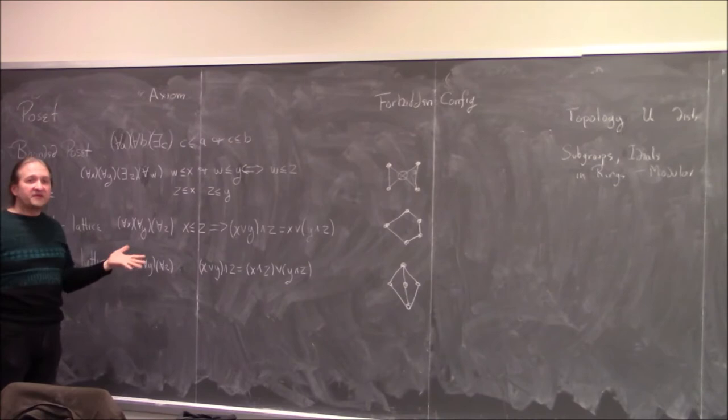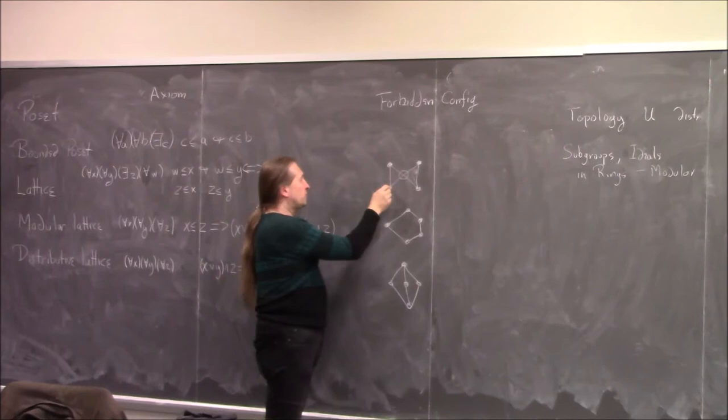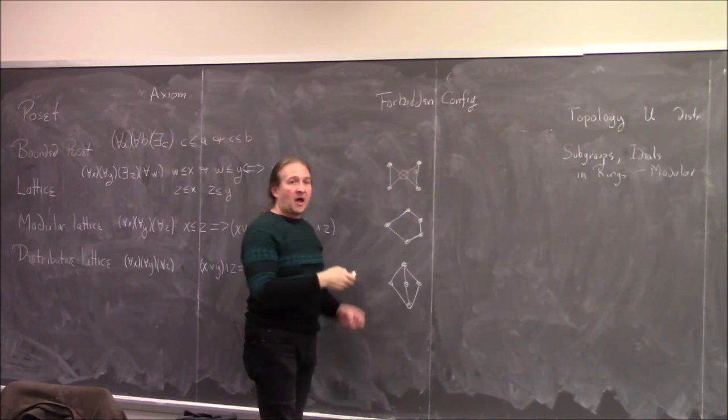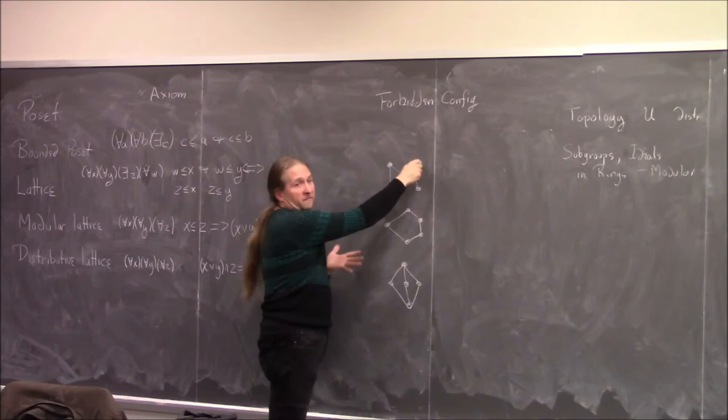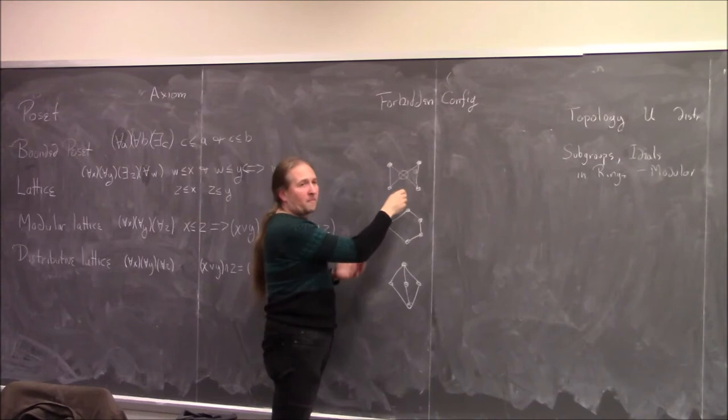gives you meets. Because you see, if I think of it this way, let's say I wanted to find the join of the bottom 2 points. Well, I couldn't do it if I had these two things, because I'd have upper bounds, but none of them is the least upper bound. Likewise, looking at it the other way, if I had these 2 points, I couldn't find a meet of them, because I'd have 2 lower bounds, but none of them is the greatest one.